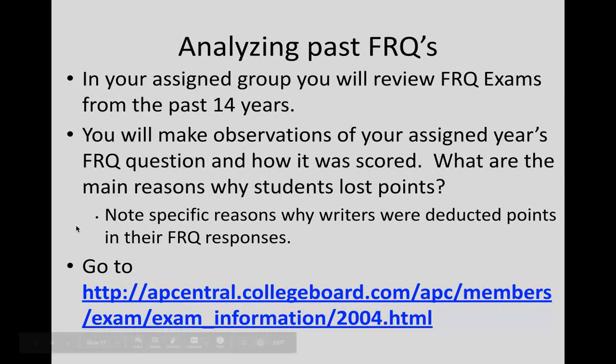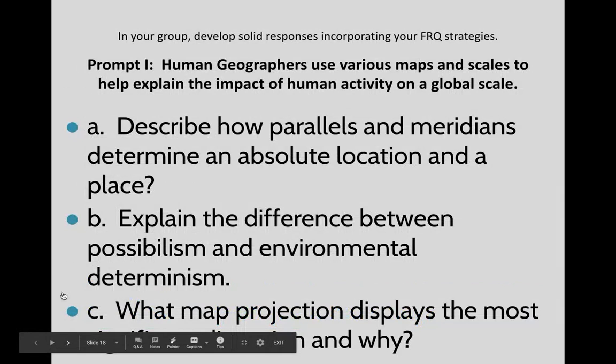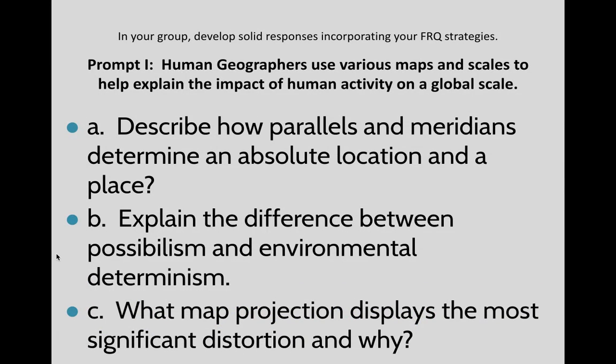You can analyze past exam FRQs. There's the link. You can also find it on your AP College Board website. Here's an example prompt. I just want you to take a moment to think of these questions and how you'd respond. Here's the prompt. Human geographers use various maps and scales to help explain the impact of human activity on a global scale. 1A, describe how parallels and meridians determine an absolute location in a place. 1B, explain the difference between possibilism and environmental determinism. And 1C, what map projections display the most significant distortion and why? Again, take a moment to respond to each of these questions and practice the strategies that were just entailed in the video.